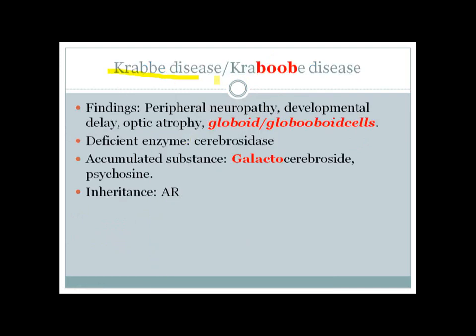Krabbe disease, another disease, you can write it not like Crab disease, you can write it like Kraboob disease. In Kraboob disease, the findings are peripheral neuropathy, developmental delay, optic atrophy, and very importantly globoid cells. The globoid cells, you can write it another way, globoid cell. So boob, you see boob inside the globoid. So in Kraboob disease, you get globoid cells.